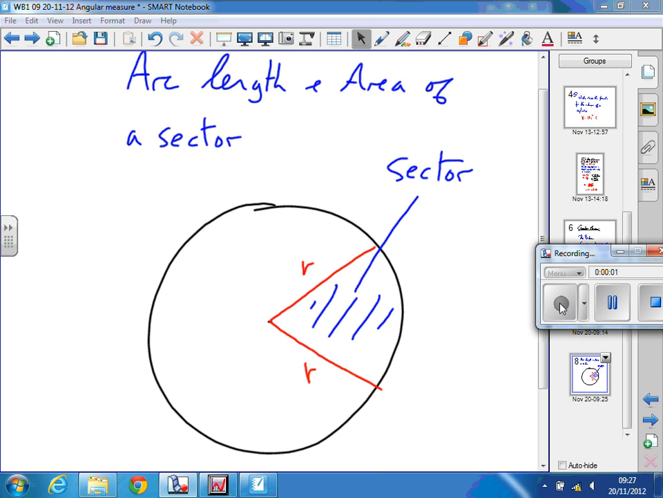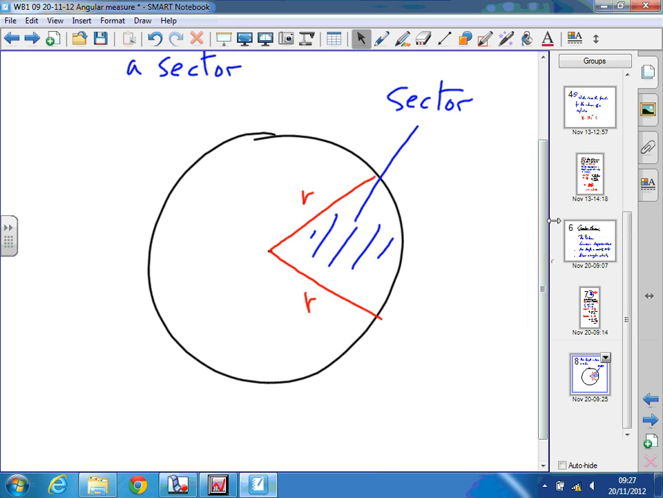So, arc length and area. Here's a circle. First of all, the definition of a sector. It's a piece taken out of a circle, but it's the piece that's been cut from the center. So the lengths of the sides of a sector are r, the radius of the sector. So in other words, this is not a sector, okay? It's a segment that's been cut out of the circle. A sector is measured from the center.